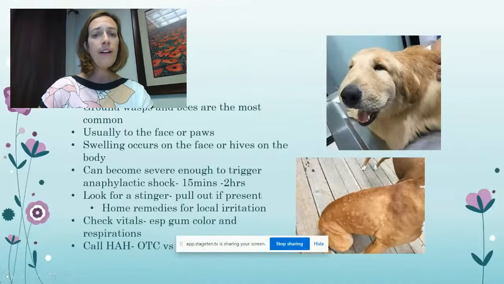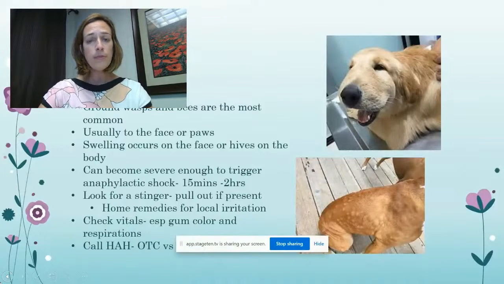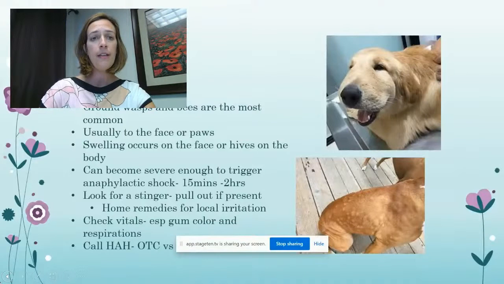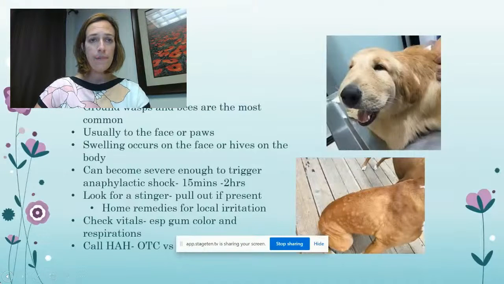I always want you checking vitals. Look at gum color and respirations, and then you're going to call me. I want everybody to keep Benadryl on hand at home in your pet emergency or pet first aid kit. Benadryl needs to be the plain Benadryl, no Benadryl D. If you have to show your driver's license to get the Benadryl, you're getting the wrong kind. It needs to be very basic, no Sudafed in it. Most of these pets are going to do fine at home, but again, I want you to call me and describe what you're seeing so that we can make sure we're staying on track.